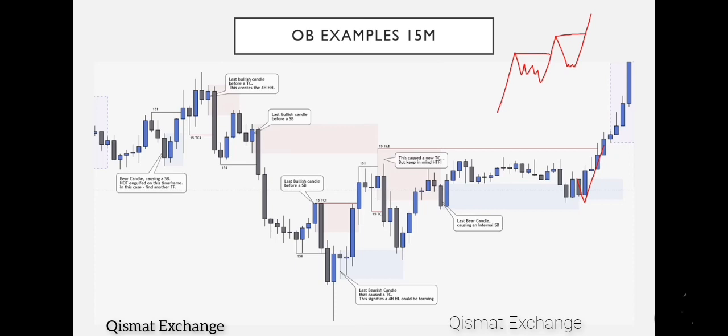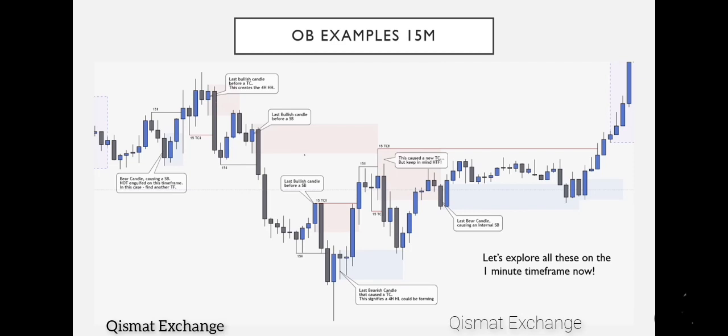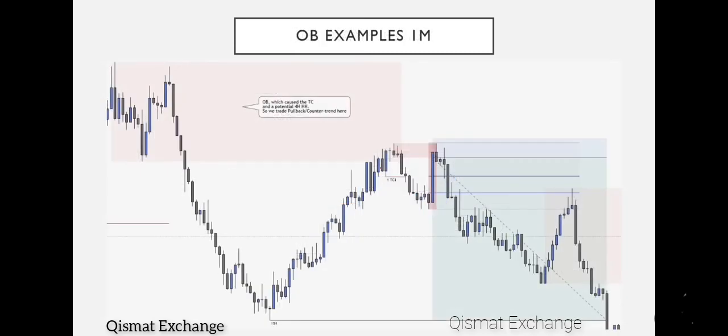Okay, so very comprehensive example. Study this one. There is a lot going on. So let's explore all of these. So keep all of these in mind, right? I'm going to be dropping right now on the 1 minute and actually showing you how you can execute from those supply and demand zones on the 1 minute by using the same OB and the same supply and demand rules. So let's jump into it.